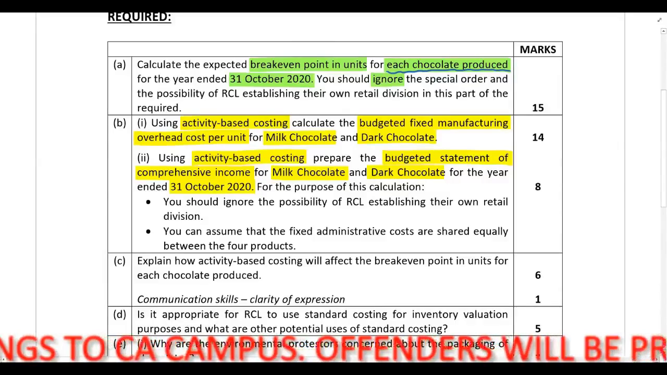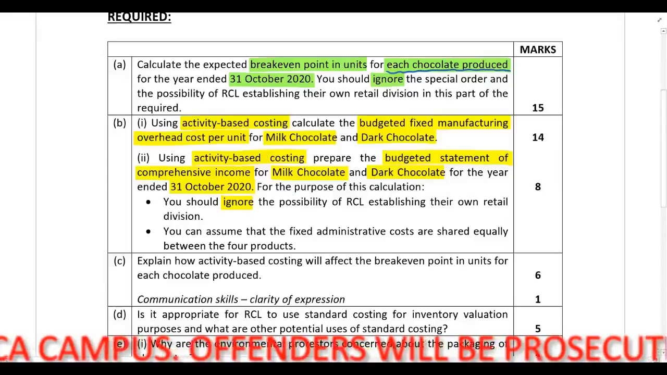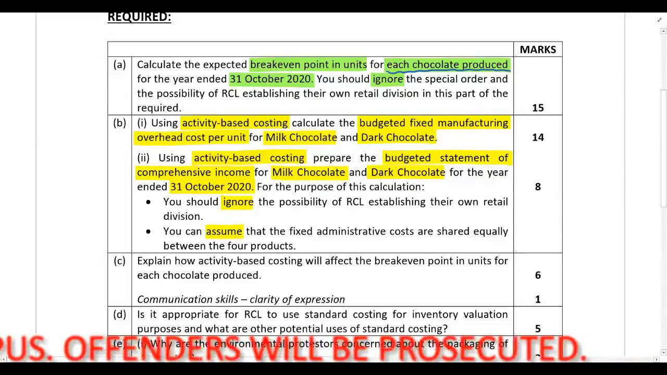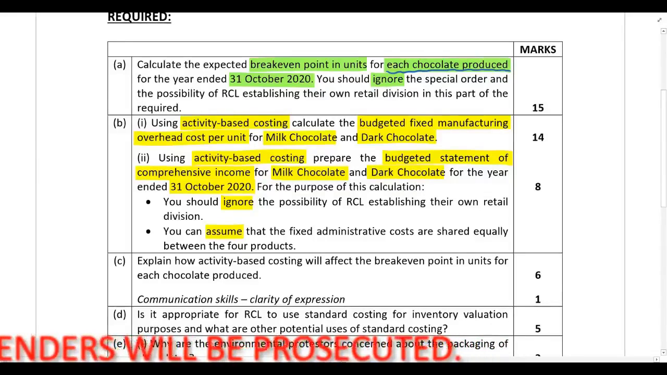And for the purposes of this calculation, you should ignore the possibility of RCL establishing their own retail division, and you can also assume that the fixed admin costs are shared equally between the 4 products.